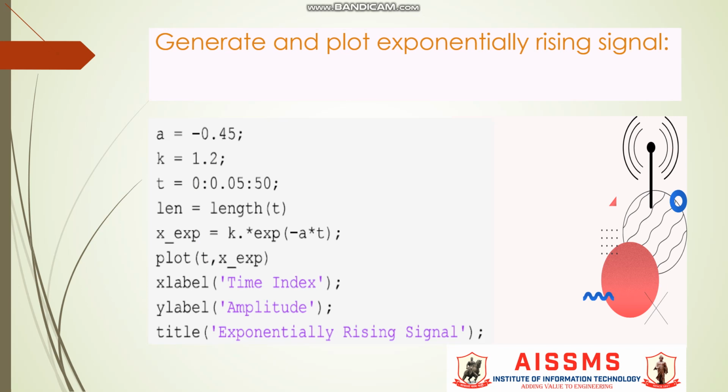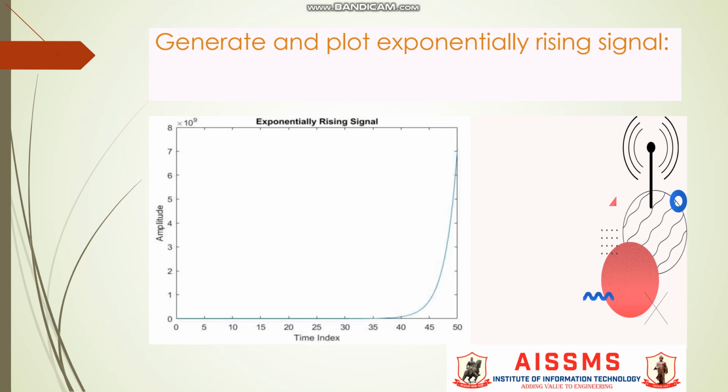The program for case 2 is as seen. Here we input the value of a as minus 0.45 and k equal to 1.2. The program of case 2 is much similar to that of case 1, but here we get an exponentially rising signal. From the plot of the signal that is obtained, we can verify this conclusion and find that it is an unbounded signal.